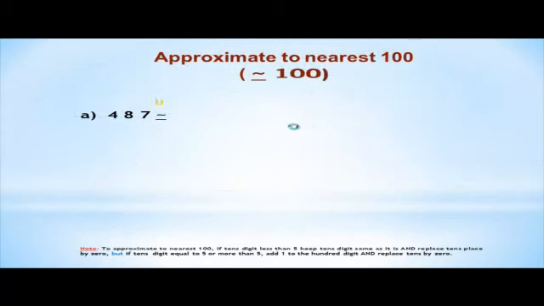I will continue with more exercises on approximation to 100. Determine the place value. I found 4 in the place value of the 100. Look at the digit before the 100. I found it is 8. 8 is a strong number, so give 1 to the 4. 4 becomes 5 and replace 8 and 7 by 2 zeros. So the result will be 500.